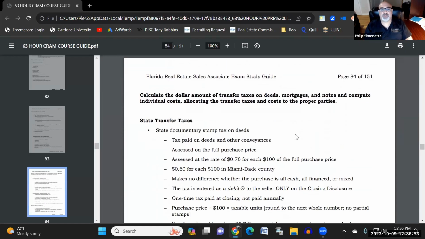Okay, so the next thing we need to do is to calculate the dollar amount of transfer taxes on deeds, mortgages, and notes, and compute individual costs allocating the transfer taxes and costs to the proper parties. Now remember, on our math questions and our math review, all these are broken down step by step. So here we just go over it verbally. If you need to go over it again, the math review is where all that is, okay? I'm just trying to go over this again to get it into your head formula-wise, okay?